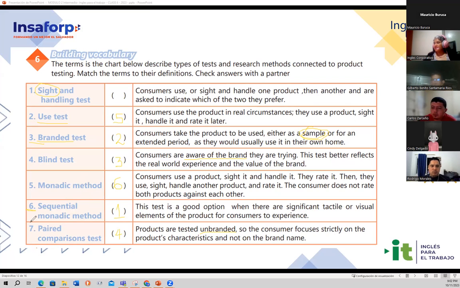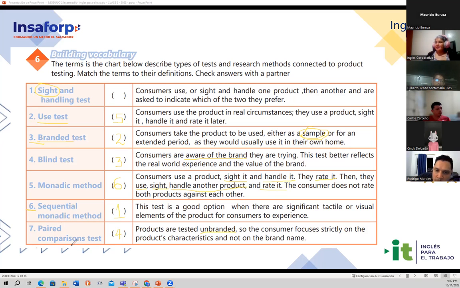That is the step by step, or the procedure that they are going to follow, right? That is why there is a sequence there. Consumers use a product, sight it, handle it, rate it. Then they use another product again, and they rate it. The consumer does not rate both products against each other. So they just compare them, right?